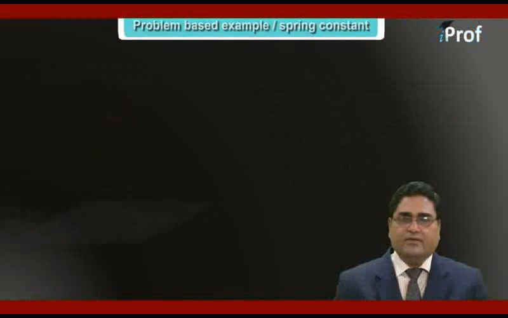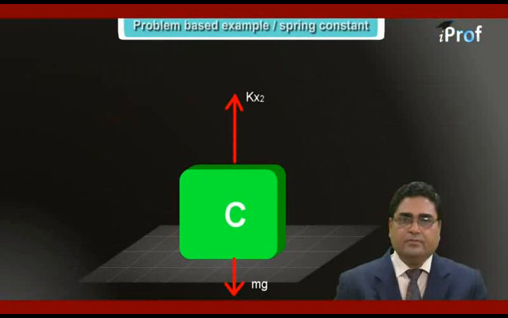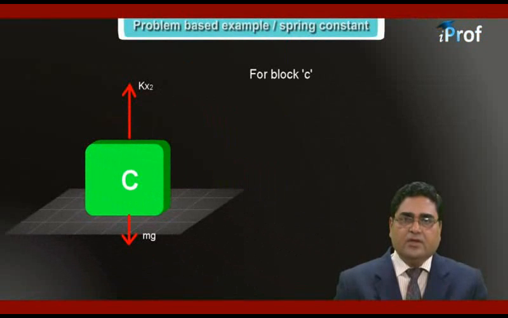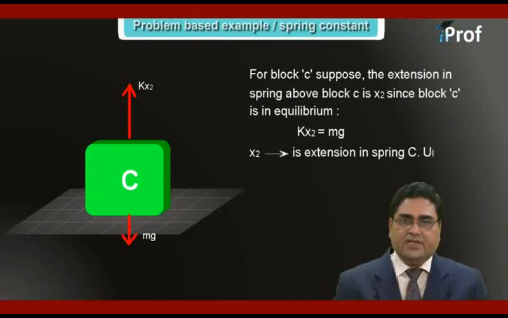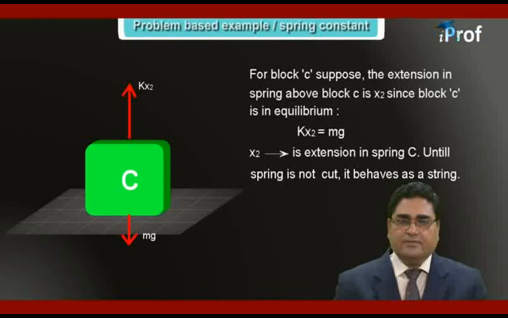Now let us see when the system is in equilibrium. For block C, suppose the extension in the spring above block C is x2. Since block C is in equilibrium, we can write Kx2 equal to mg, where x2 is the extension in the spring. Until and unless the spring is cut, it behaves as a string.